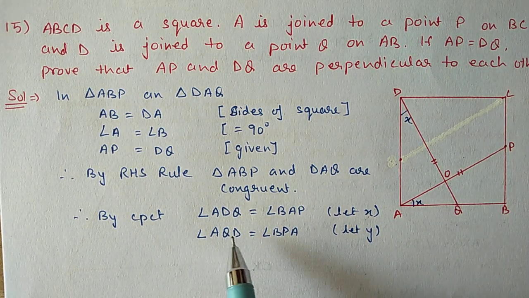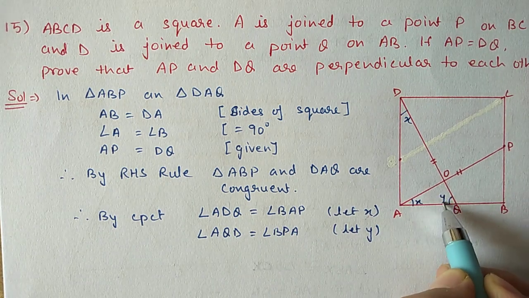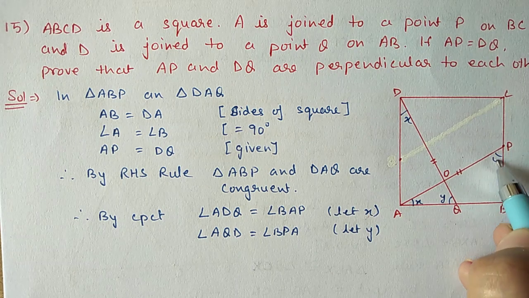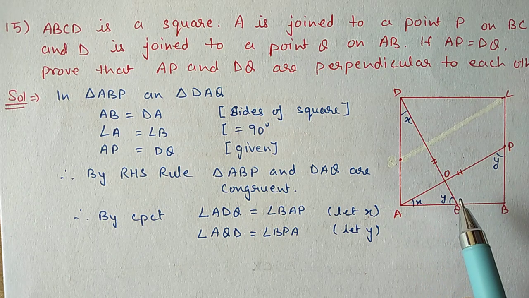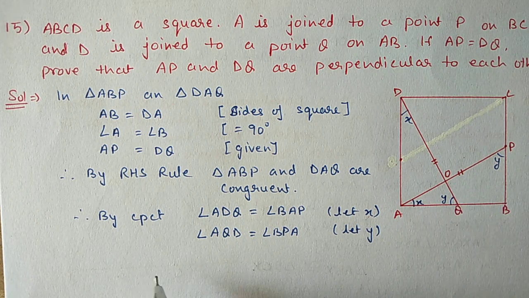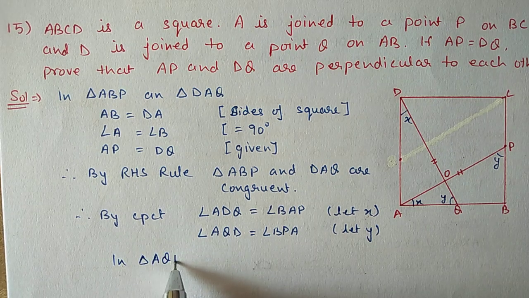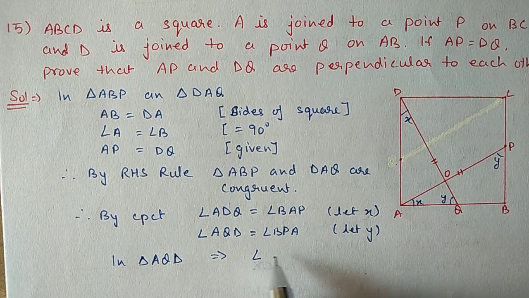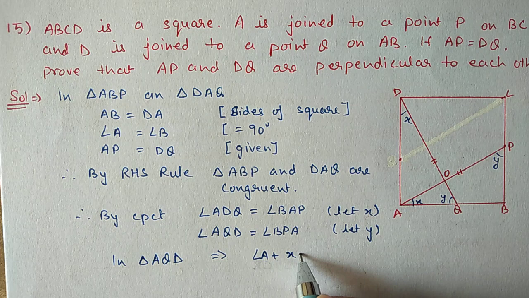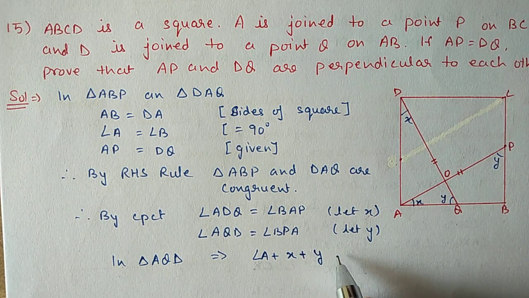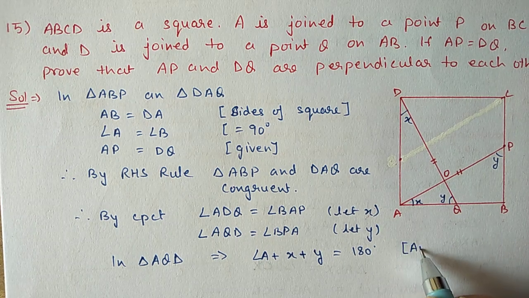Next, angle AQD and angle BPA, these two angles are also equal. Let it be Y. Now we have to show that the angle between these two lines is equal to 90 degrees. So if we take triangle AQD, we know angle A plus angle D, which we have taken as X, and angle Q, which we have taken as Y, is equal to 180 degrees by angle sum property.